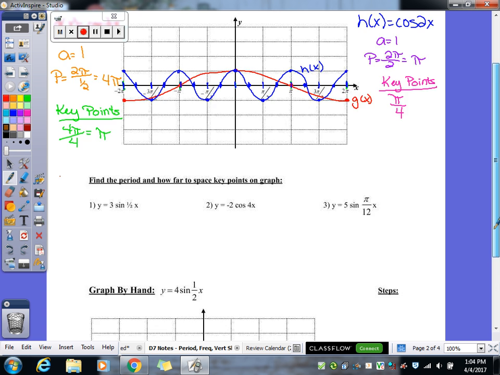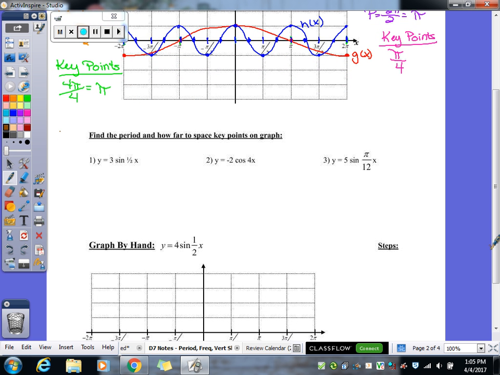So this next part, we're just going to practice finding our period and then our key points. Like how far apart are your key points going to be? Like our second one here, our key points were pi over 4 apart. So figure out our period first. That would be 2 pi over 1/2. So what does that clean up to equal? 4 pi.